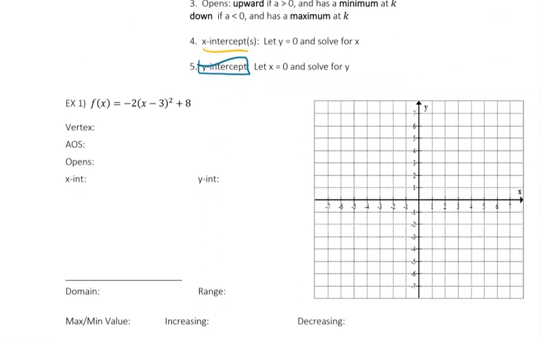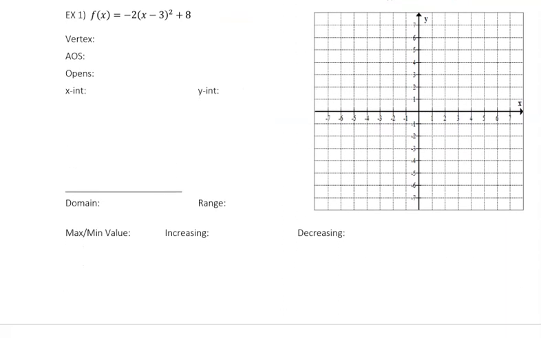All right, so let's go ahead and try one. So we have -2 times (x minus 3) squared plus 8. So first off is the vertex. Remember, vertex is nice and easy. It's just going to be the opposite of the number with x. So if it's -3, then it's going to be +3, comma, the number at the end. So 8. So (3, 8) is our vertex for this one.